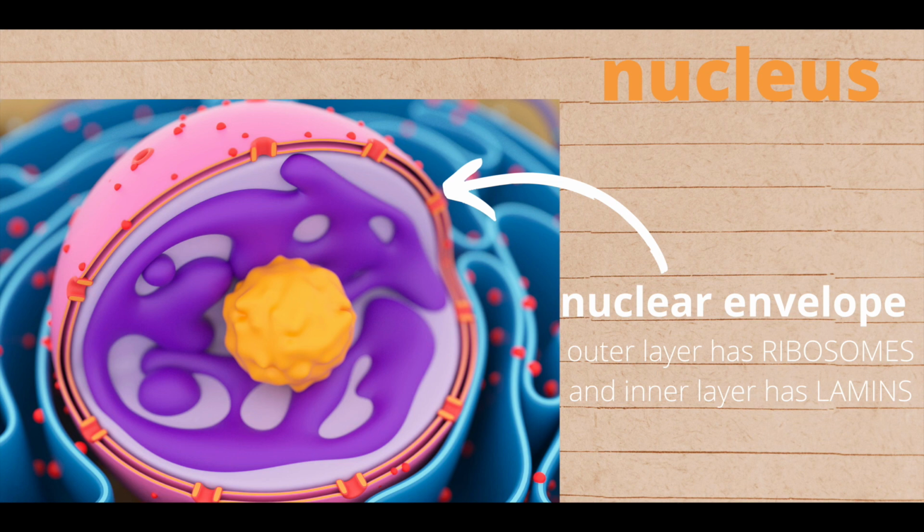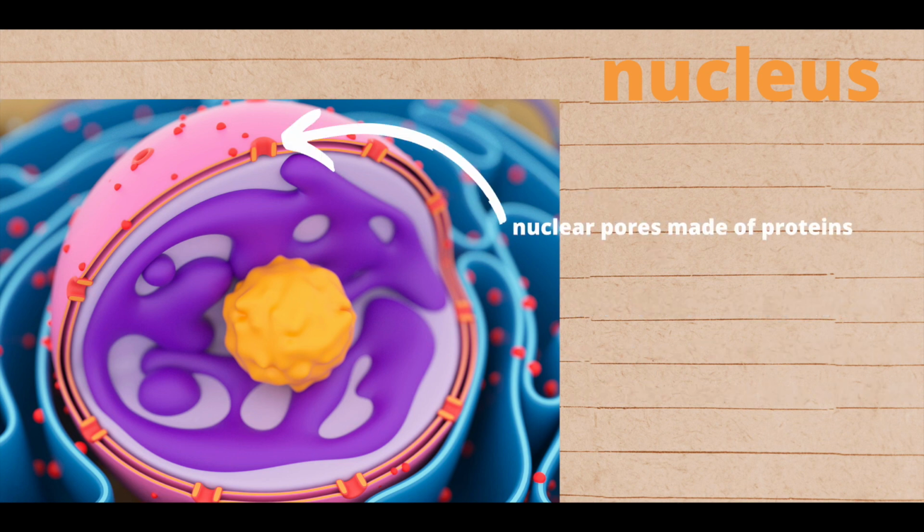So a part of your nuclear envelope are these pores, and these pores are made out of proteins. And basically the pores help regulate what comes in the nucleus and what goes out of the nucleus.